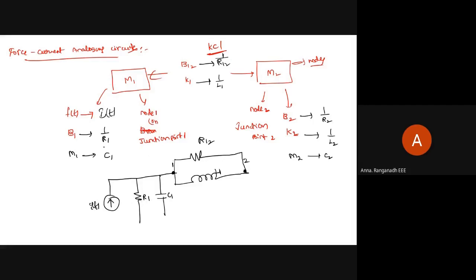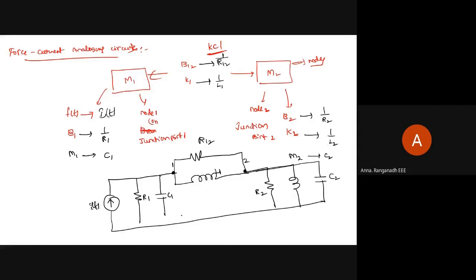Next, that is over. Now coming to here, B2 is connected to node 2, so nothing but R2. We are connecting in parallel only. Then next L2, which is also connected in parallel. Next M2, nothing but C2. So these are all connected at the negative side. This is the overall circuit diagram for the force-current analogous circuit.